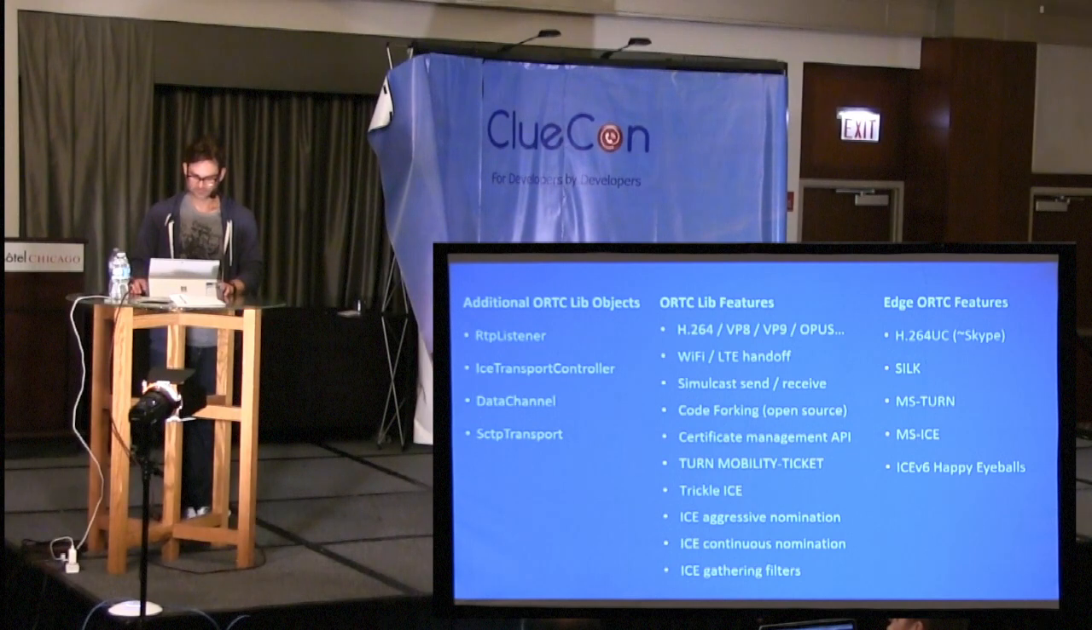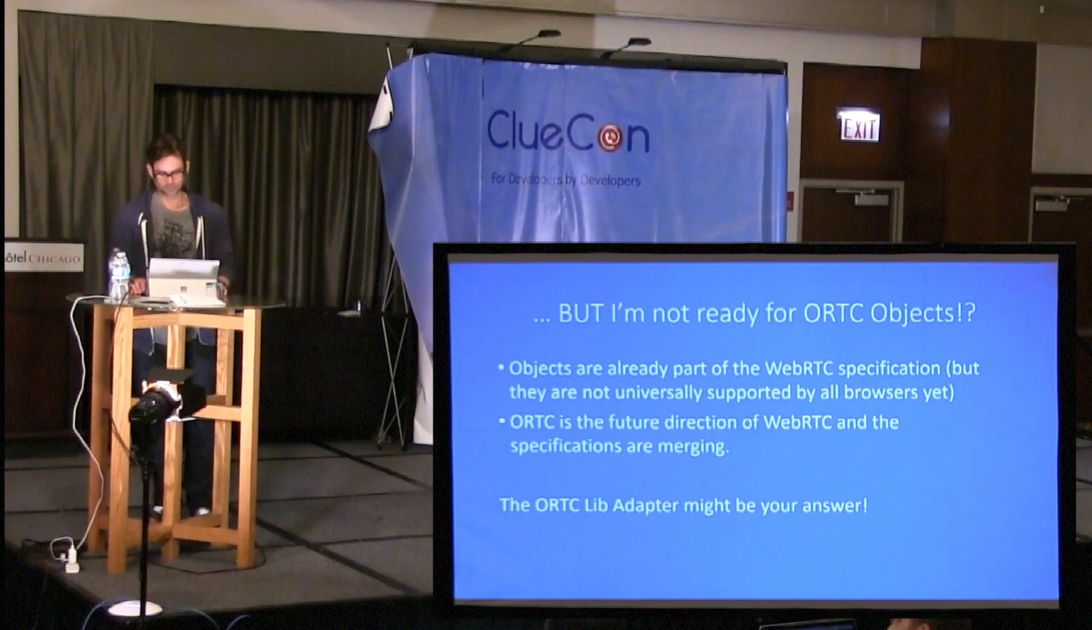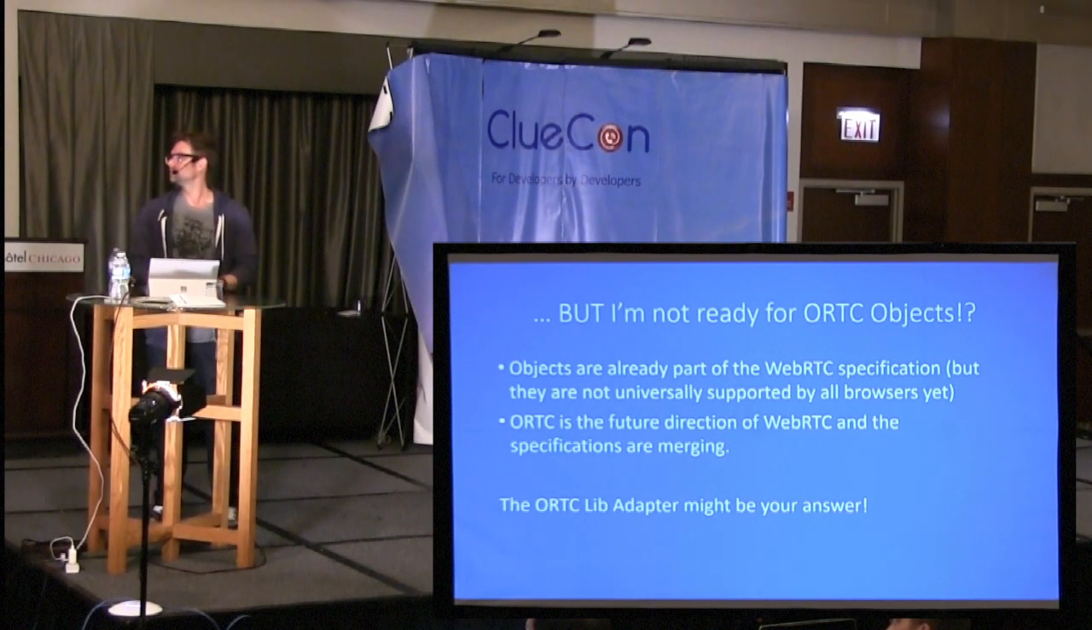So the next slide, please. There may be some of you who are not really ready to take on ORTC's API because it is a little bit lower level than you might be used to. You might not quite understand what it's all about and what it can give you, and so you might need a kind of a migration path. But let me illustrate some important points here: objects are coming. They are already here as part of the WebRTC specification.